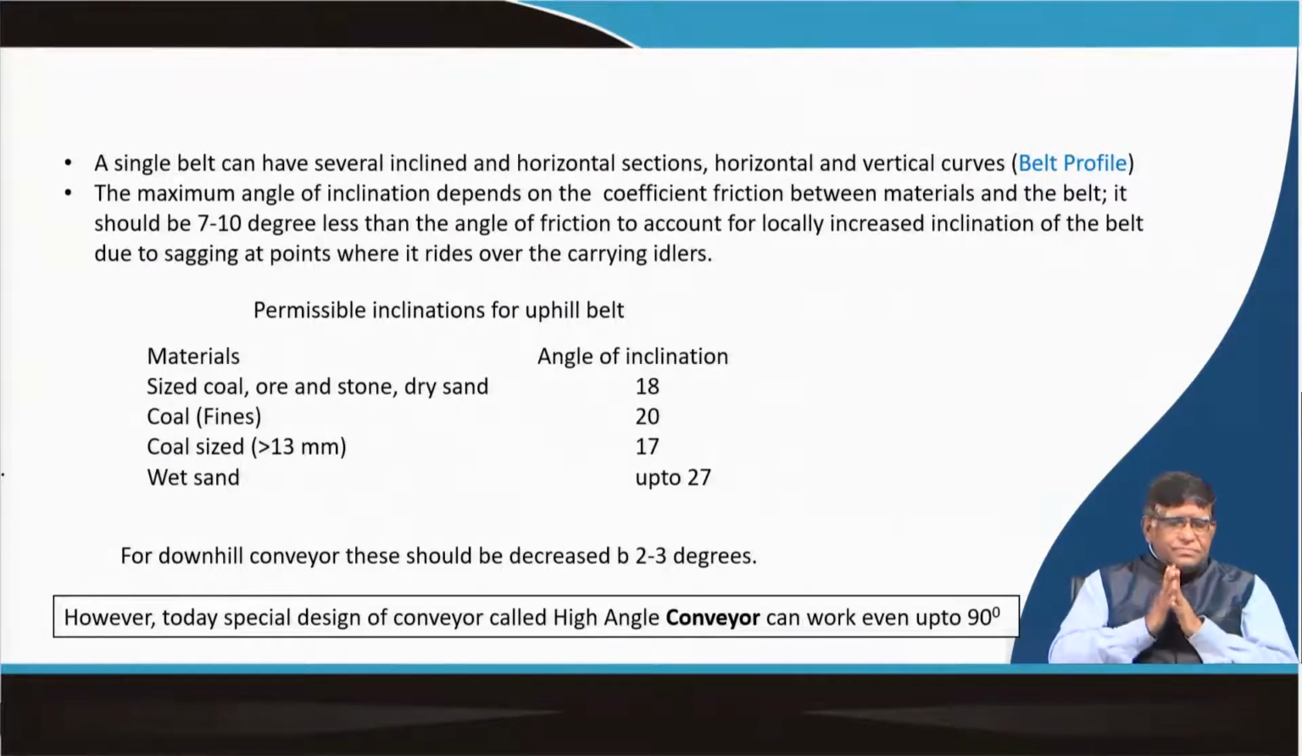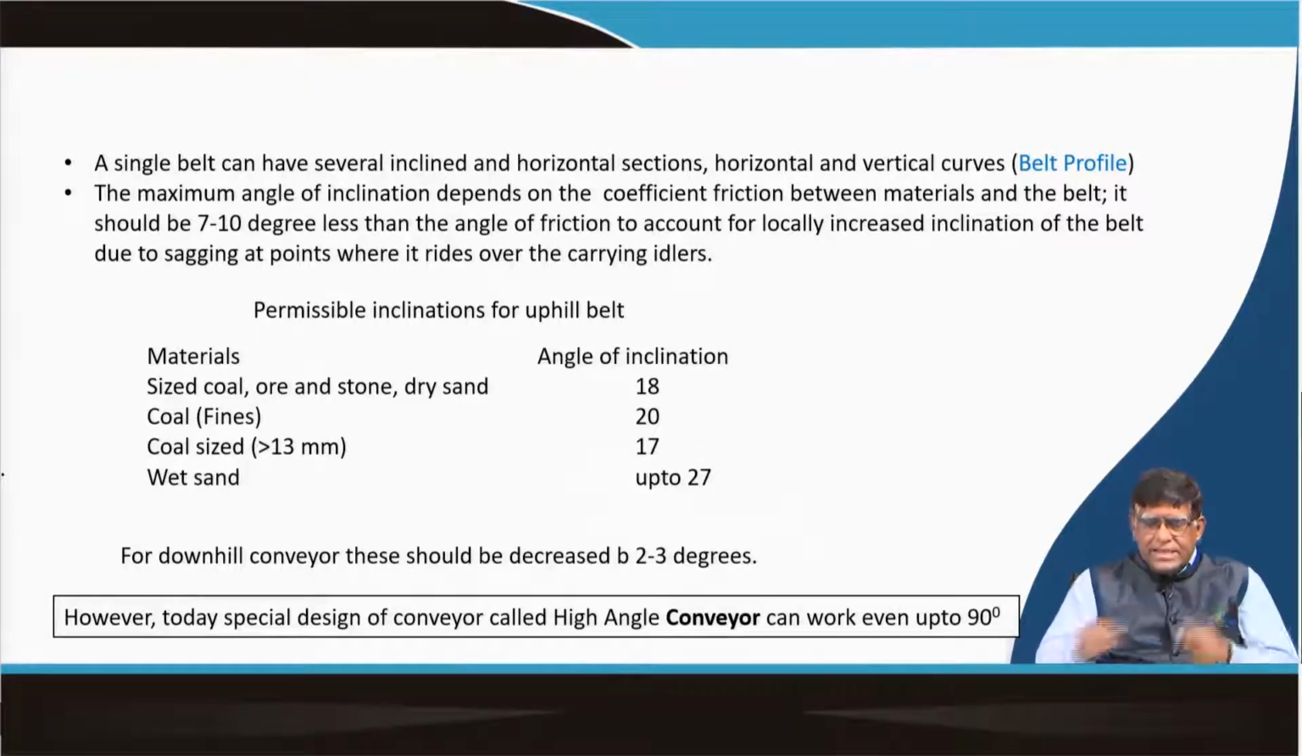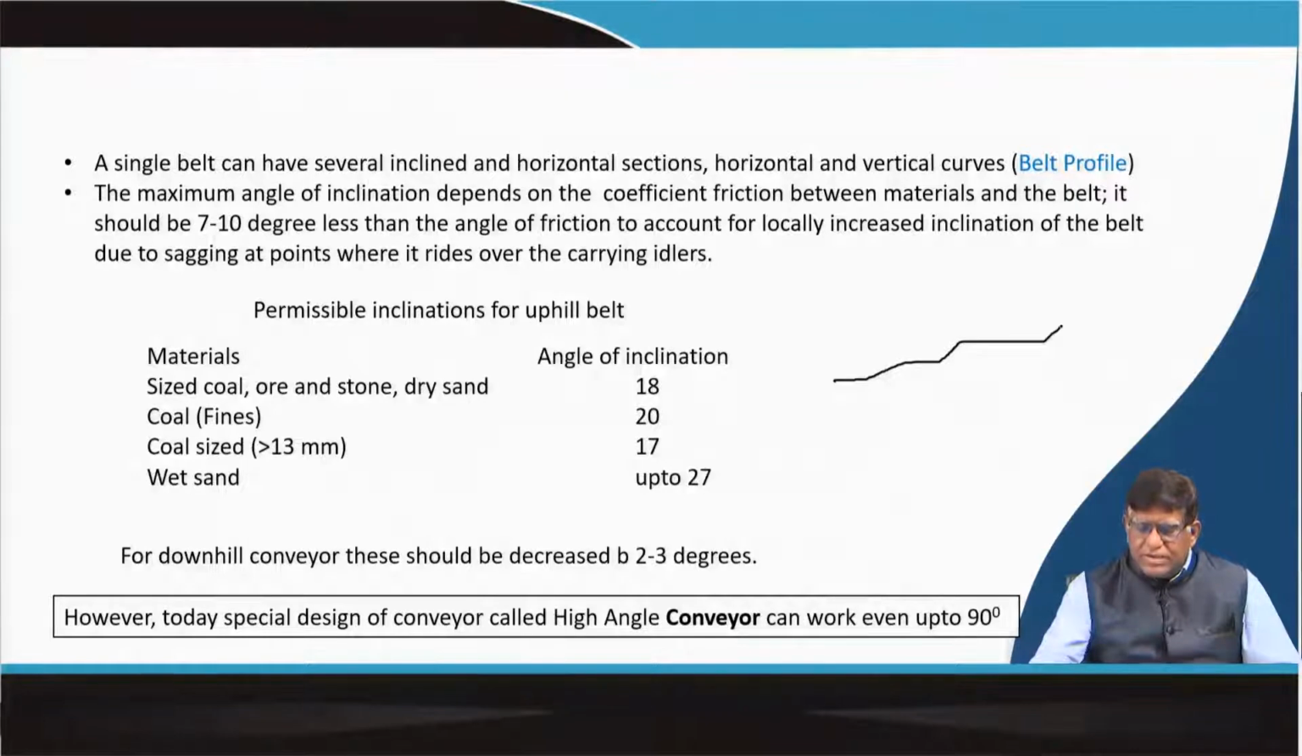Now, coming to here, a single belt can have several inclined or horizontal sections. That means the conveyor belt profile can vary. A single belt can go straight, then inclined, then again straight, then inclined. So, these things can be there.